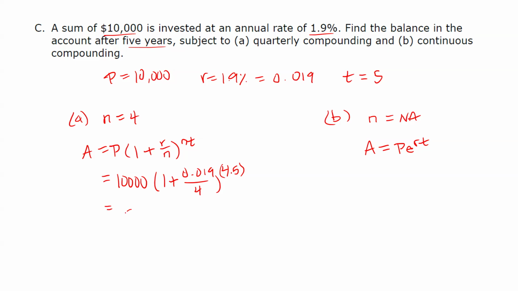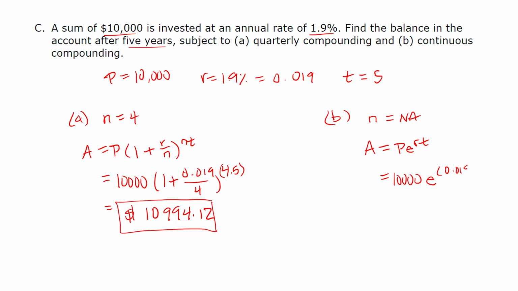Okay, that will give us a total of $10,994.12. Okay, then for B, we'll have 10,000 times E to the power 0.019 times 5. That will give us a total of $10,996.59.